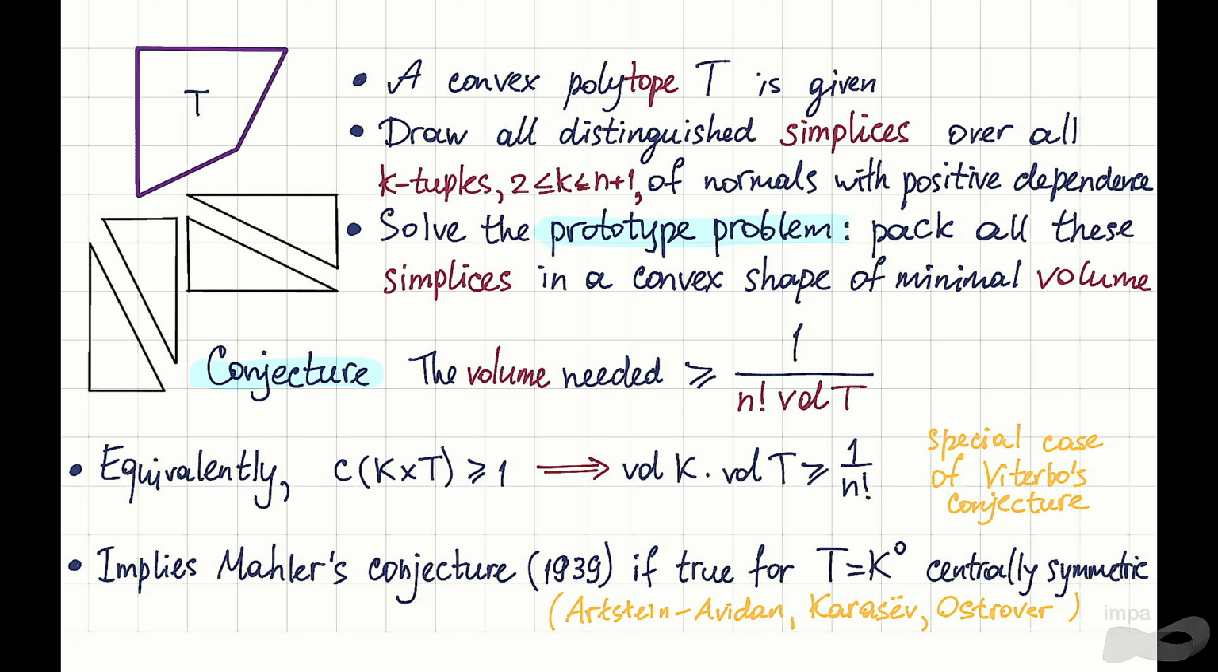And we heard this reduction before already. So this is just to say that this problem, even if it looks simple, cannot be simple because it implies Mahler. And we only know Mahler's conjecture in dimension 3 and below.